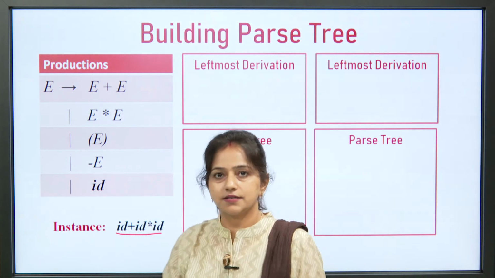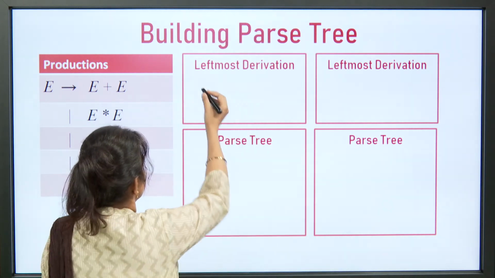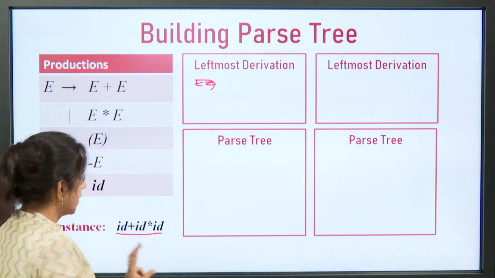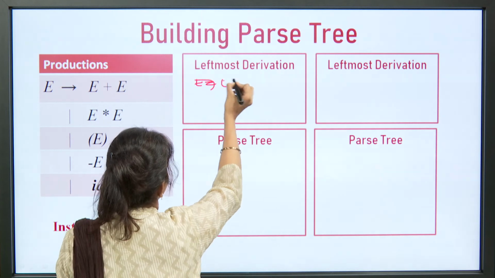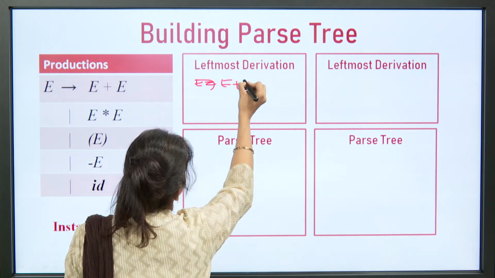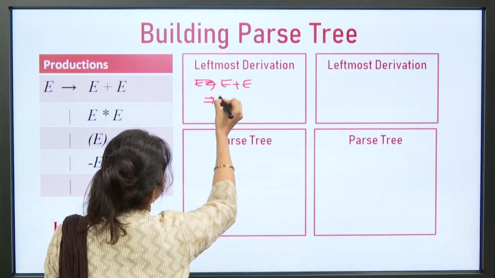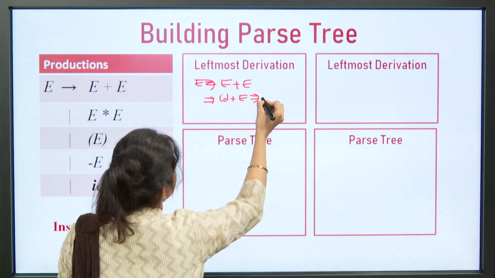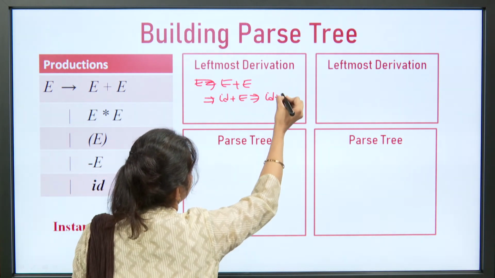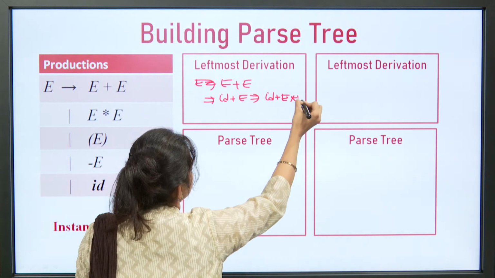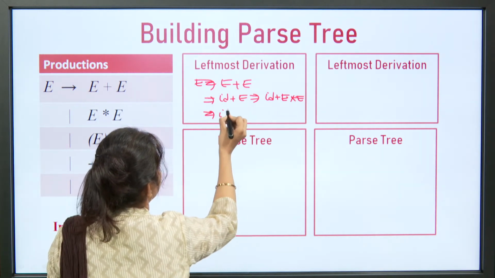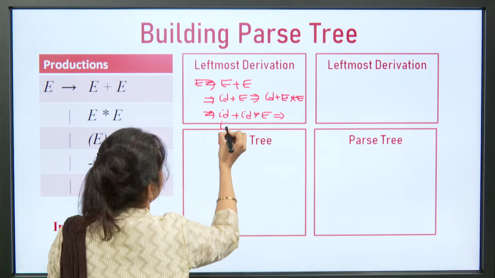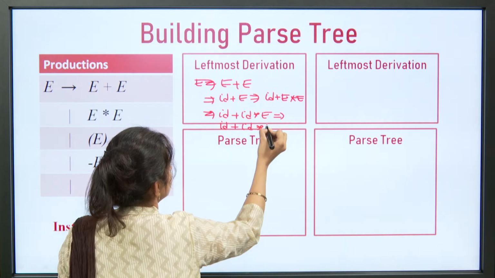For this instance, we can draw the leftmost derivation, that is E derives ID plus ID multiplication ID. So, here suppose we are using the first alternate E plus E. Now, in leftmost derivation, this E should be replaced with ID and then E, and then this E next should be replaced with ID plus E multiplication E, and then ID plus ID multiplication E, and then ID plus ID multiplication ID.